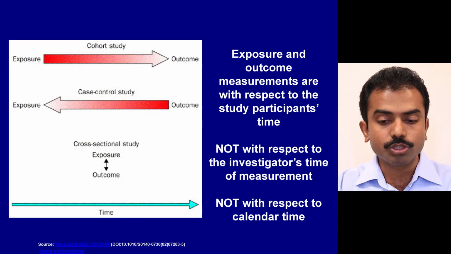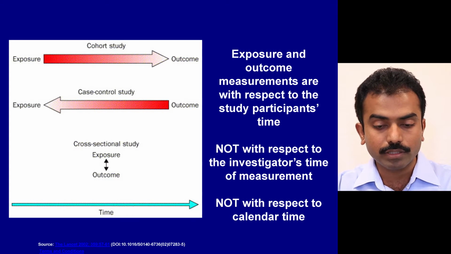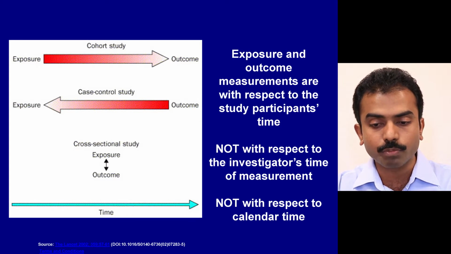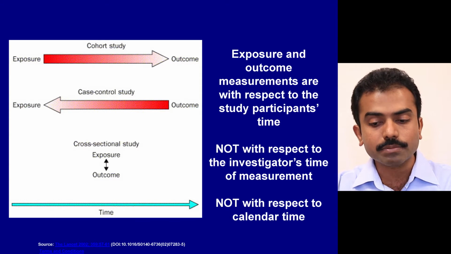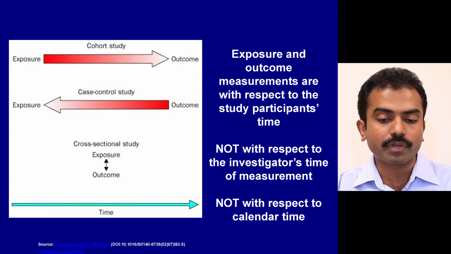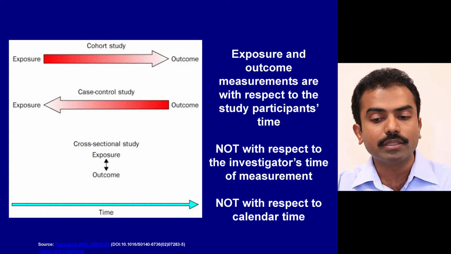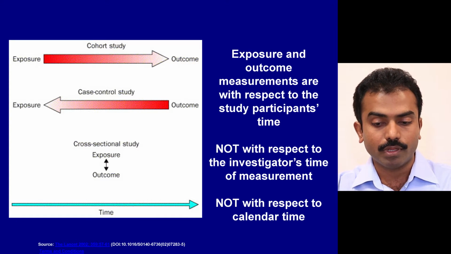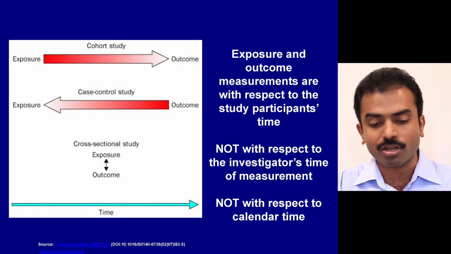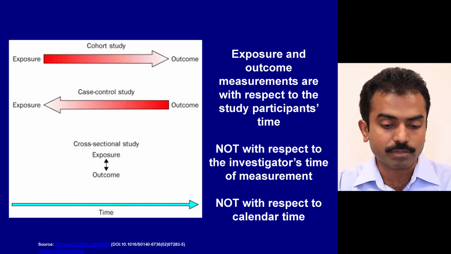So one of the things to clarify right up front is the directionality of exposure and outcome measurements, especially because there is often a lot of confusion. In a cross-sectional study, you're measuring both exposure and outcome at the same point in time. When I say at the same point in time, this is with respect to the study participants' time. Quite often I find people do a cohort study but describe it as a cross-sectional study, and let me briefly explain here.